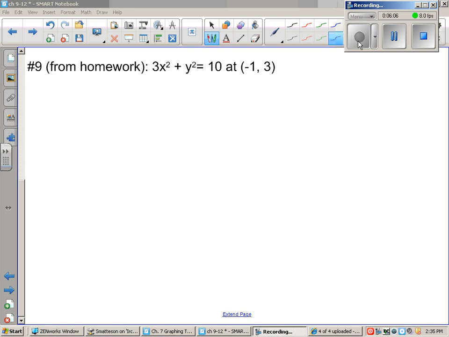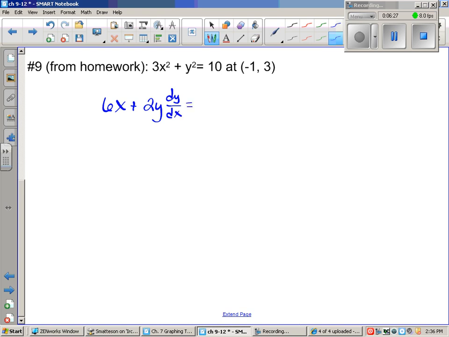When I do implicit differentiation, again, I'm going to just leave it in the form with the y. So when I do the derivative, it's going to be 6x. And since that was in terms of x, we can leave it just like that, plus. Then this will be 2y, but this is not an x, so we're going to throw on there the dy/dx, or rather the derivative of y with respect to x, equals the derivative, which is 0. Okay, now we're going to solve for dy/dx.